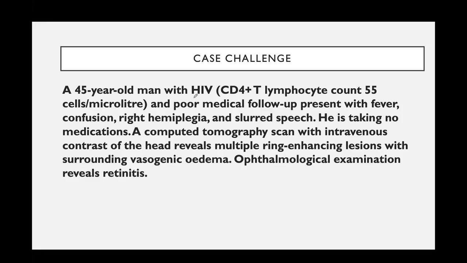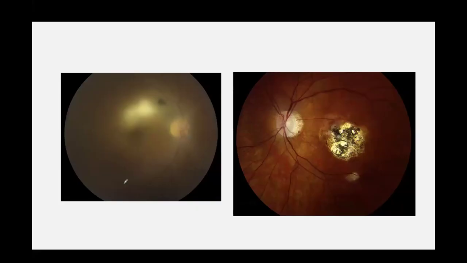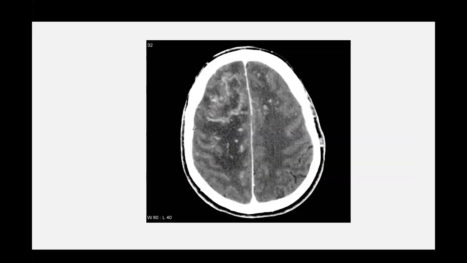A 45-year-old man with HIV, CD4 plus T lymphocyte count of 55, and poor medical follow-up presents with fever, confusion, right-sided hemiplegia, and slurred speech. A CT scan with IV contrast reveals multiple ring-enhancing lesions with surrounding vasogenic edema. The ophthalmological examination reveals retinitis. I hope most of the people here will know what this is. Look at the finding in the fundus. Any clues? Look at these lesions.